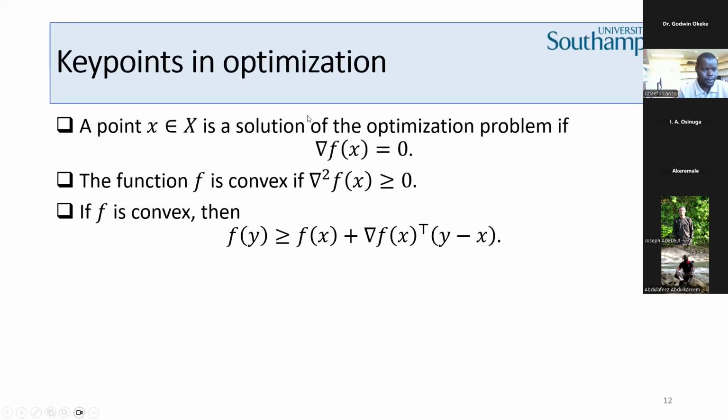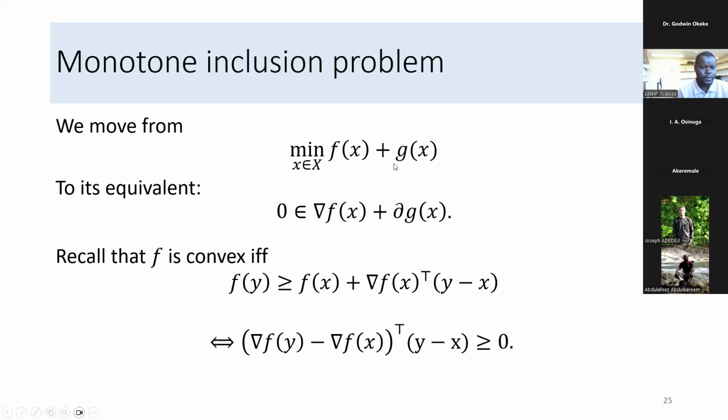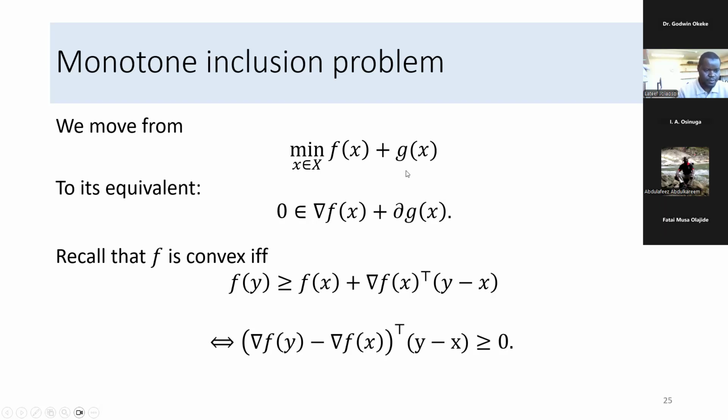I say that a point x is a solution of the optimization problem if the gradient of the function at point x is equal to 0. So this takes us to the monotone inclusion. Because we have a non-smooth function, we'll be dealing with a set in this case, not just a particular point, but a set of points. So we can say x star is a solution of this problem if it satisfies this condition, because of the inclusion here, since this function g is non-smooth.